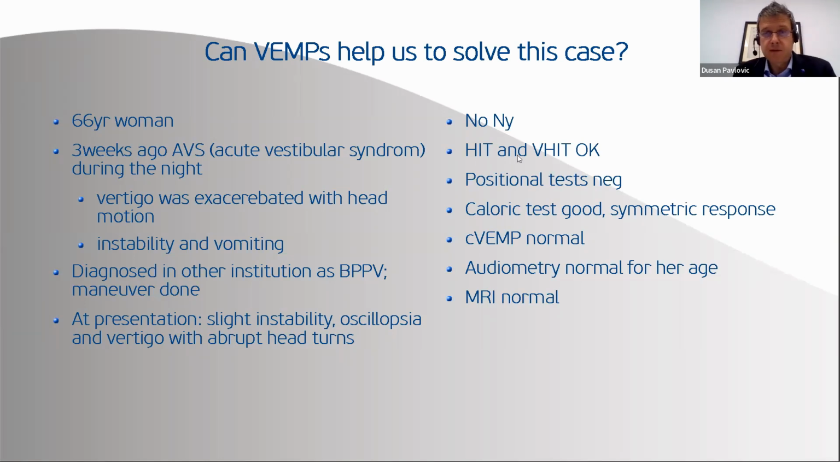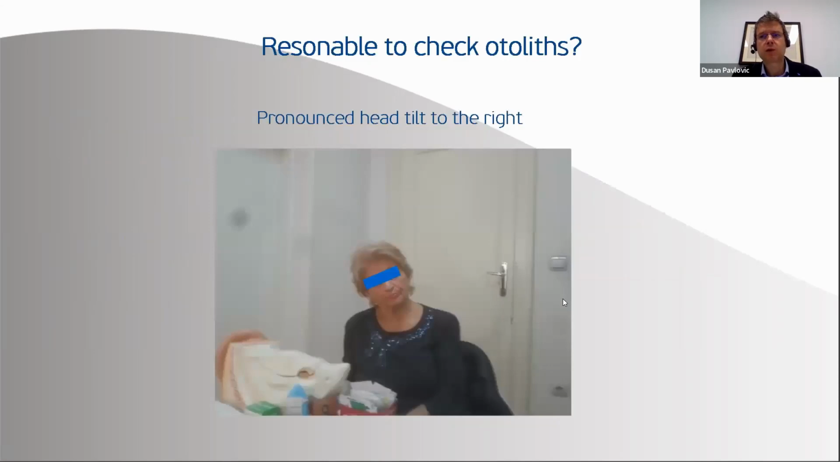there was no nystagmus, the head impulse test was normal, positional tests were negative, caloric test good with symmetrical response, CVEMP normal amplitude, normal hearing, no central oculomotor signs, and MRI excluded any central pathology also. So what can be concluded?